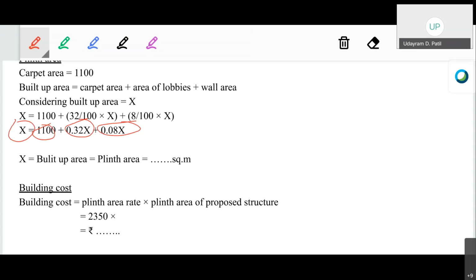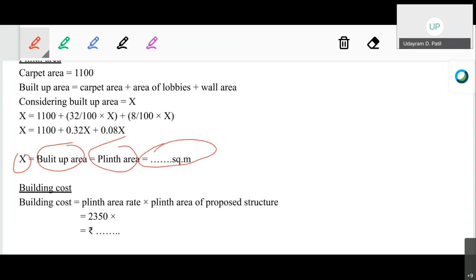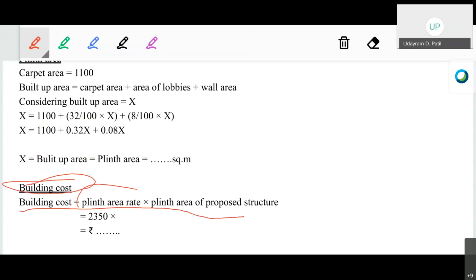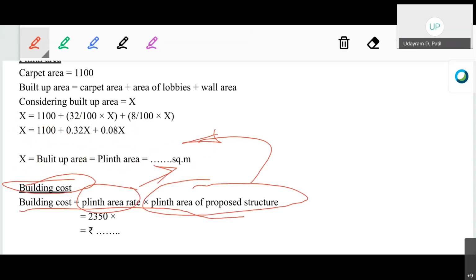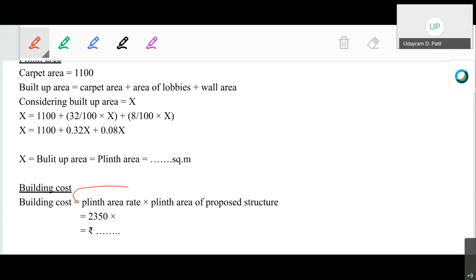So X, that is equal to built up area, and built up area is also the plinth area. So plinth area of the particular building is 1833.34 square meter. Now next step, the building cost. Building cost will be plinth area rate, which has already been given in the numerical, multiplied by the plinth area of the proposed structure, which we have calculated here. So the plinth area rate is 2350 multiplied by 1833.34. Calculate the building cost for this particular proposed structure.